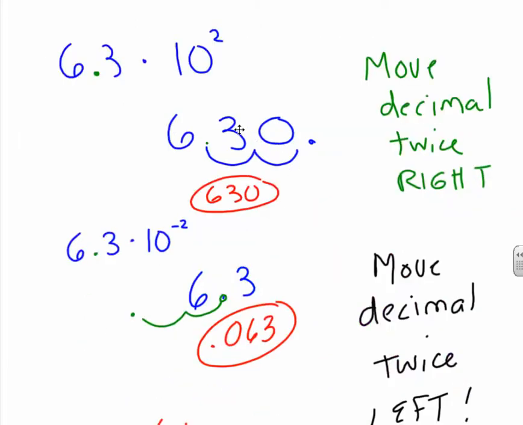So we looked at, in general, if I'm going to multiply 6 3/10 times 10 squared, I move the decimal twice to the right because it's getting bigger, and I get 630. If I'm multiplying 6.3 times 10 to the power of negative 2, though, I move the decimal twice to the left, and I have to put this 0 placeholder in because I'm getting smaller. Here I have to put a 0 placeholder in for the ones place, and here I have to put a 0 placeholder in the tenths place. So remember, to get bigger, the decimal moves to the right. To get smaller, the decimal moves to the left.